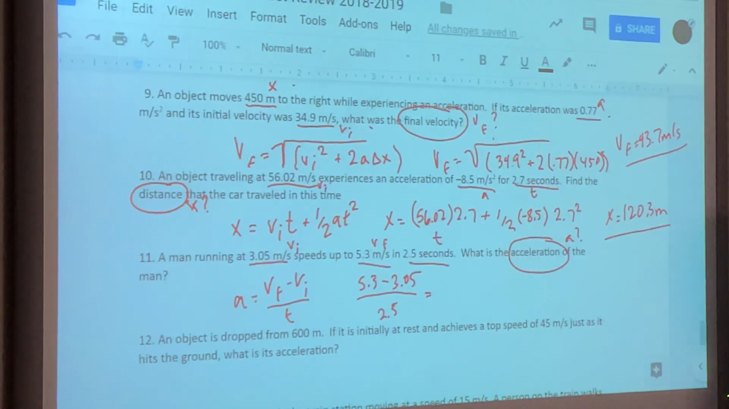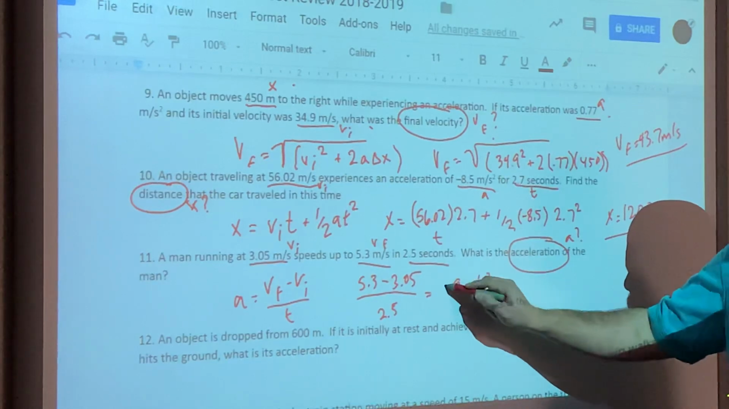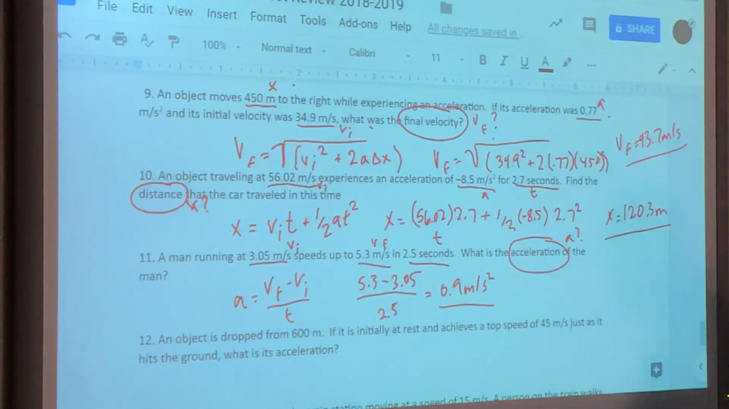You should get 0.9 meters per second squared for the acceleration. So just a couple more.